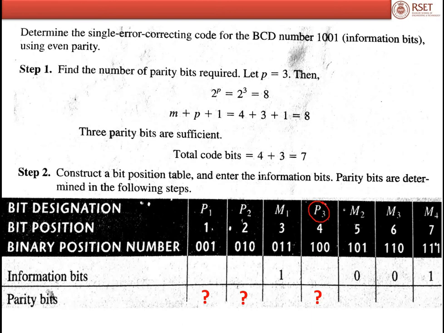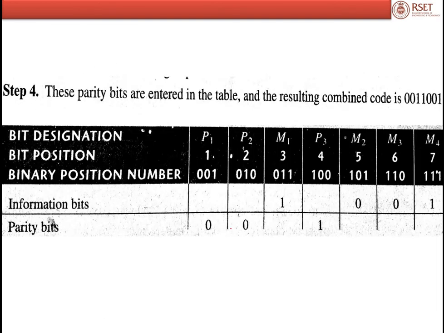Next P3. P3 will check the positions 4, 5, 6 and 7. So you will have a code group of 0, 0, 1. Here you can see that the number of ones is odd. So in order to make this code group even, P3 should be 1. So parity bits P1 is 0, P2 is 0 and P3 is 1. So this is how the parity bit values are assigned.